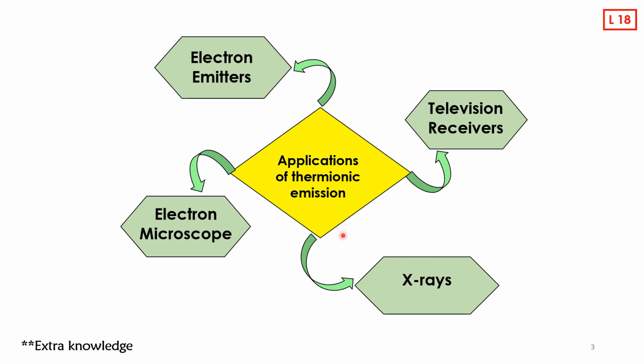These are some of the applications of thermionic emission. It is used in television receivers, electron emitters, electron microscopes, and also in X-rays. X-rays particularly are very useful because they are used in diagnosing broken bones, etc.